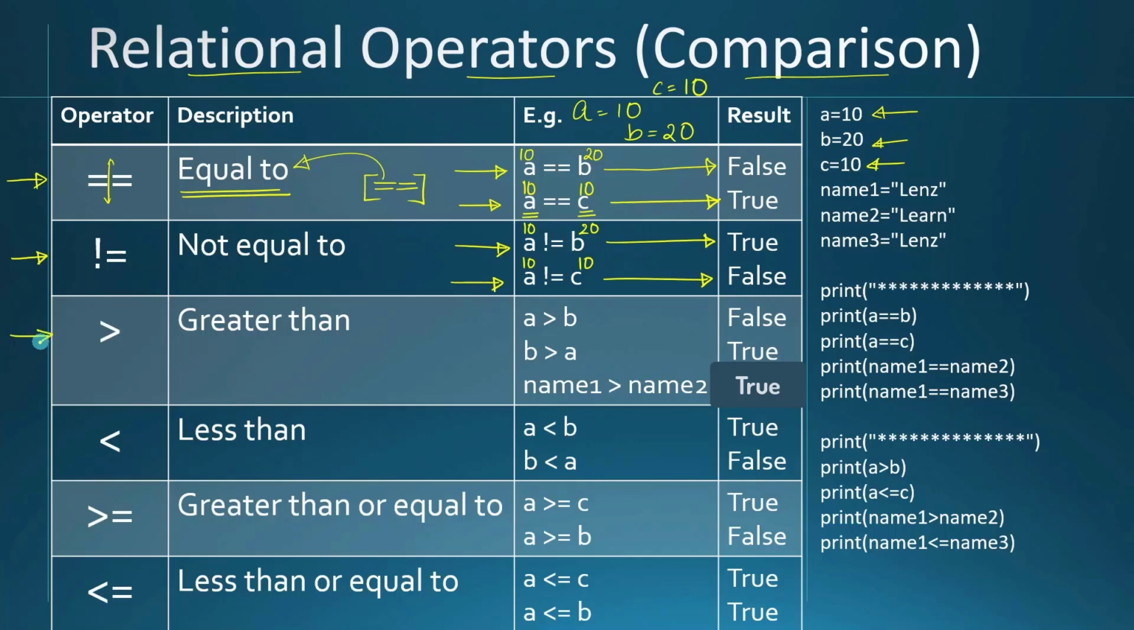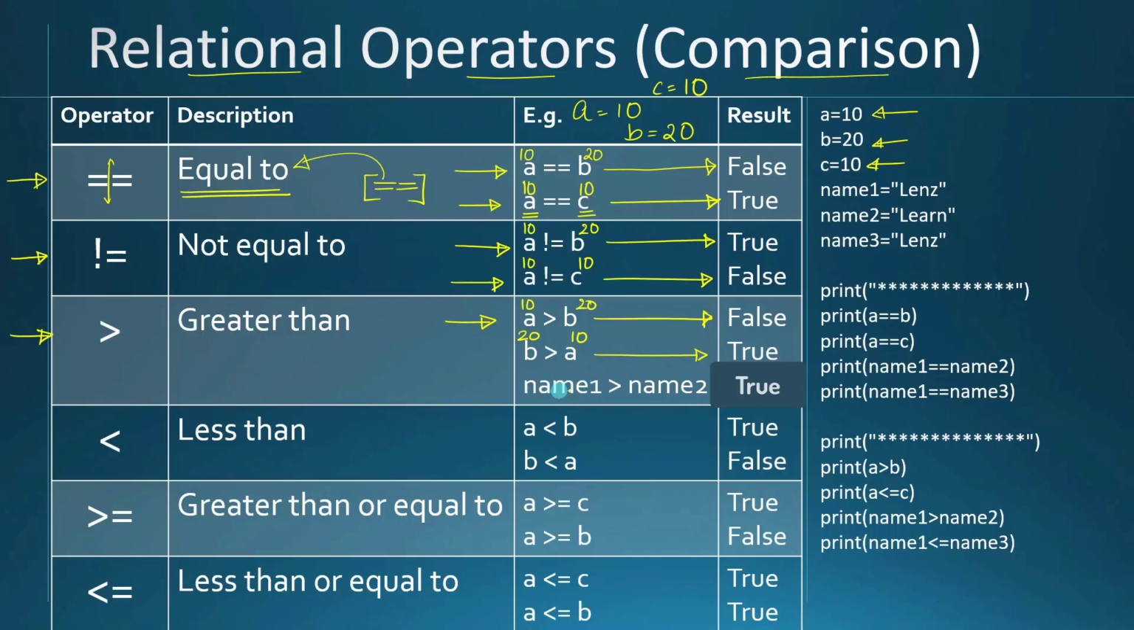Now the next operator that we are going to study is greater than. Value of A is 10, value of B is 20, is 10 greater than 20? You can see this is wrong, so it will produce false. B greater than A. So here you can see value of B is 20, value of A is 10. So 20 is greater than 10. So that is correct. It will evaluate to true.